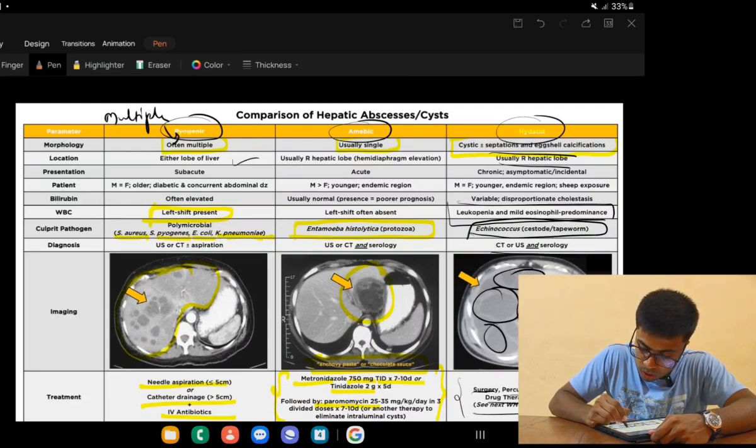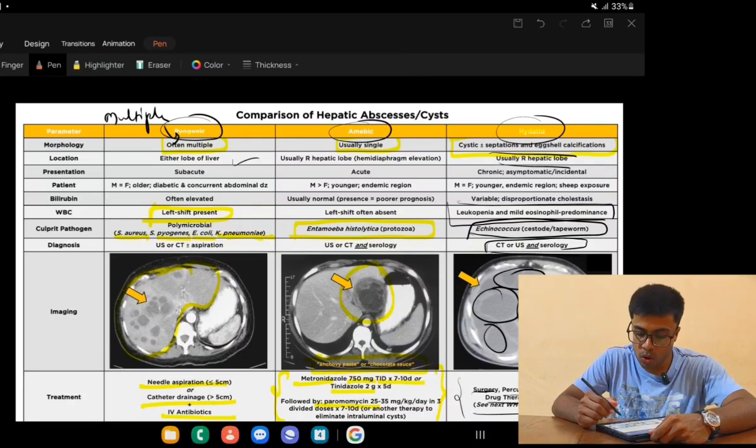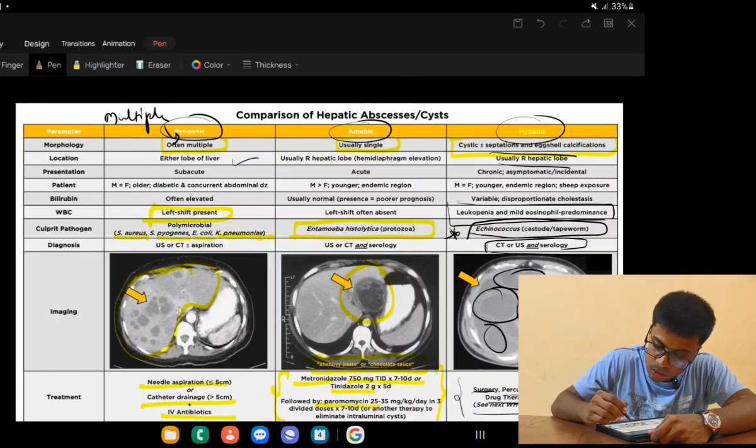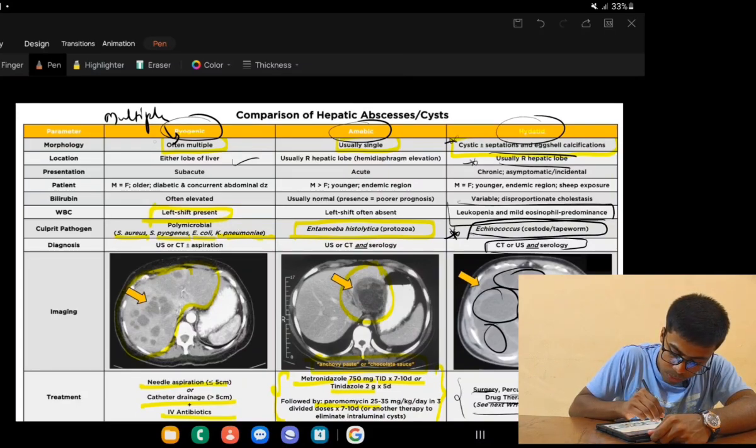CT or ultrasound is the diagnosis of choice here. To diagnose, we should do CT or ultrasound and serology. Echinococcus is a clincher here, and right side is a clincher. Cystic is a clincher. In pyogenic, multiple lesions, either lobe, and left shift present is one more.